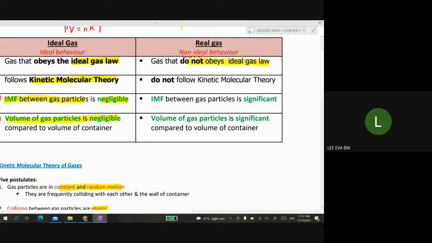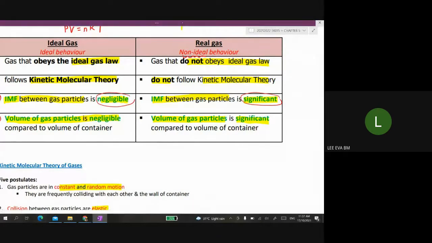Real gas also does not follow the kinetic molecular theory. And the very important one, the intermolecular forces between the gas particles for real gas are significant. So over here, you can see a very strong difference. For ideal gas it can be ignored, but for real gas, it becomes significant. It cannot be ignored. Dia ada dia punya value, dia ada dia punya effect. The last one over here, talking about the volume of gas particle, is also significant compared to the volume of the container. So please take note.